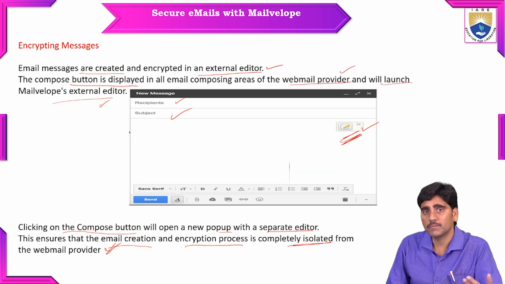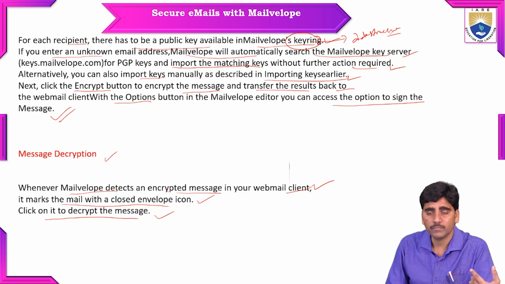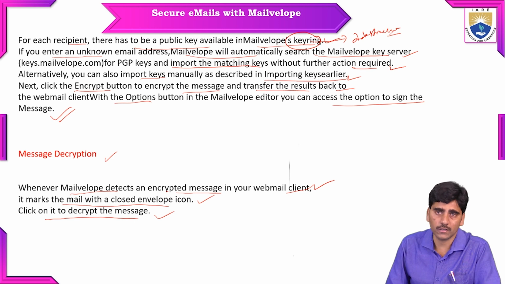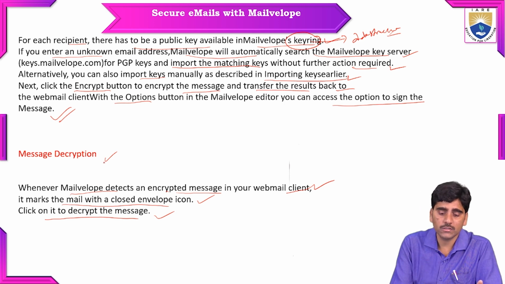Now, how to encrypt the message. Before encrypting the message, you need to compose the message. Select the recipient, click on compose. It is asking you to enter encryption. Click on the encryption option. Then next, it is forwarded to the recipient address. Now the receiver got the mail, and the message is to be decrypted.